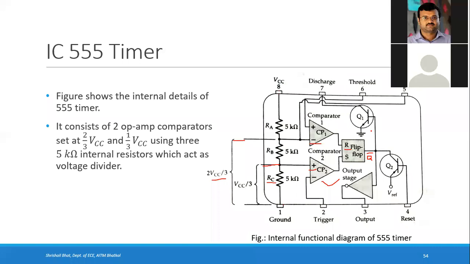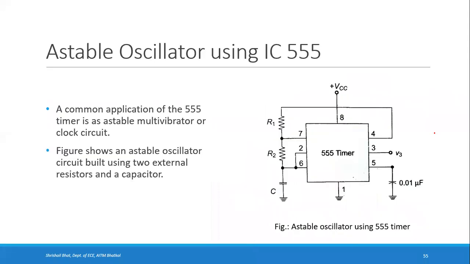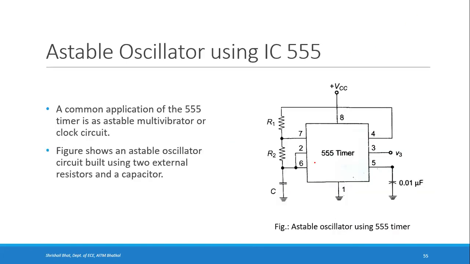One of the functions of the 555 timer is to use it as an astable oscillator. This is one of the important questions in this chapter. It can be asked for 8 marks in the exam. What is an astable oscillator? It is also called an astable multivibrator. This is one of the common applications of the 555 timer. You have used it as a block, but internally these things will be there inside the 555 timer.